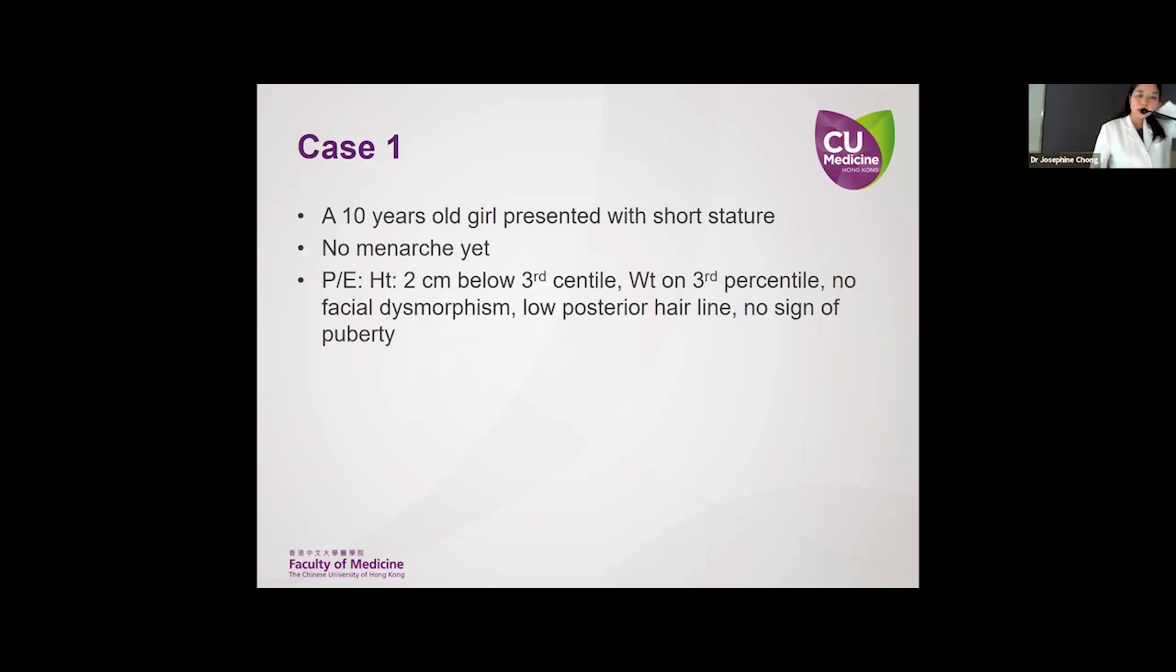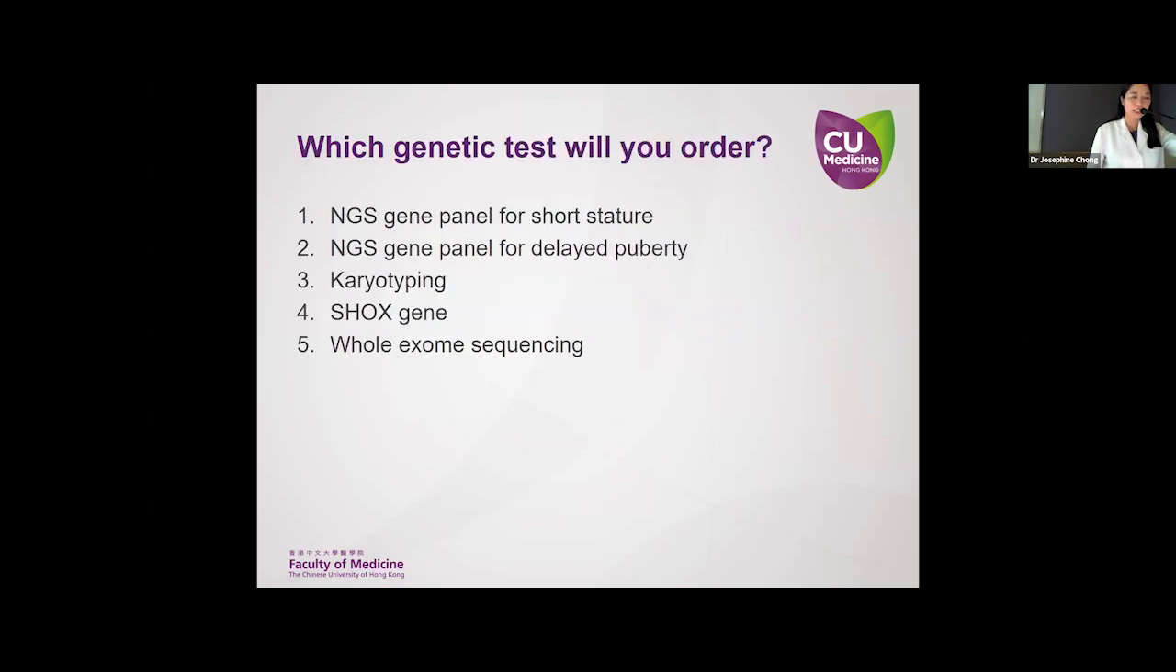This is a 10-year-old girl presenting with short stature. This patient does not have menarche yet at that time. On physical examination, the patient is 2 cm below the third centile. There's no obvious facial dysmorphism except a low posterior hairline, and there are no signs of puberty yet at that time. So which genetic testing will you offer to this patient?